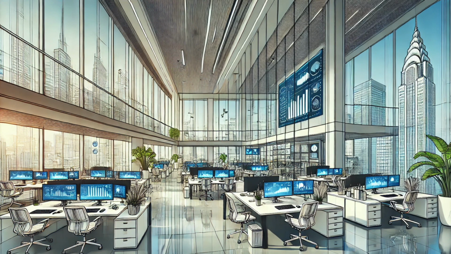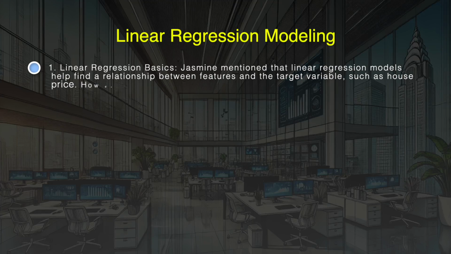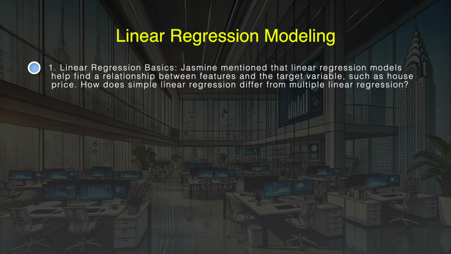In this scenario, the team explored key concepts in regression modeling, including how to use linear regression to make predictions, the value of penalized regression techniques like Lasso and Ridge, and how to evaluate model performance. Now consider the following questions to deepen your understanding of these concepts. 1. Linear regression basics. Jasmine mentioned that linear regression models help find a relationship between features and the target variable, such as house price. How does simple linear regression differ from multiple linear regression?